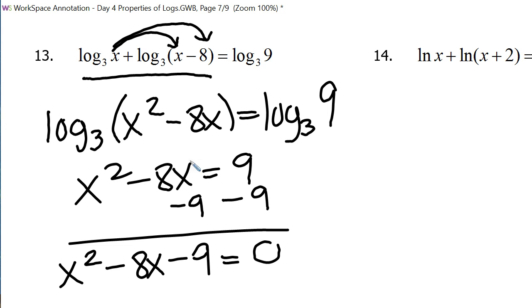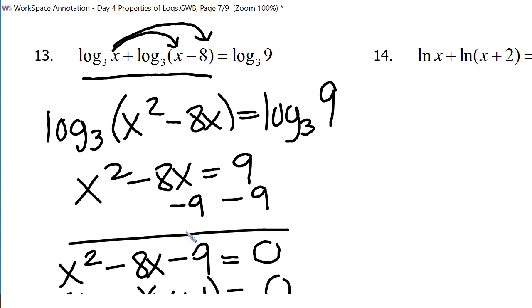Now you can solve by quadratic formula or by factoring. Does this one factor? Yes. What two numbers multiply to negative 9 and add to negative 8? Negative 9 and positive 1. When we set those factors equal to 0 and solve, x is equal to positive 9 for the first factor, and for the second factor, x is equal to negative 1.